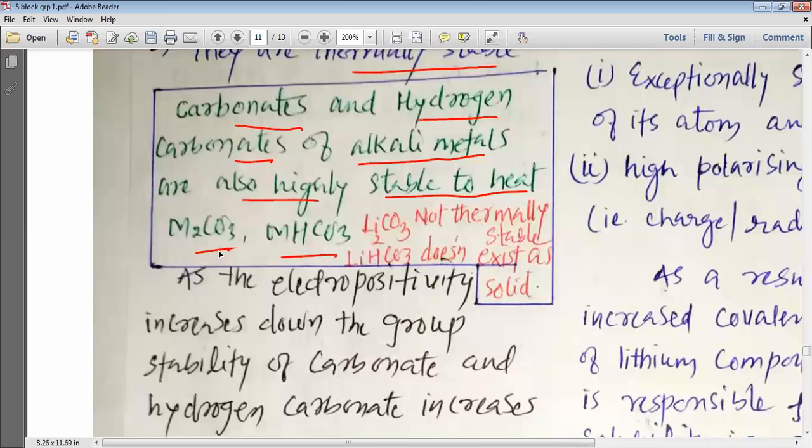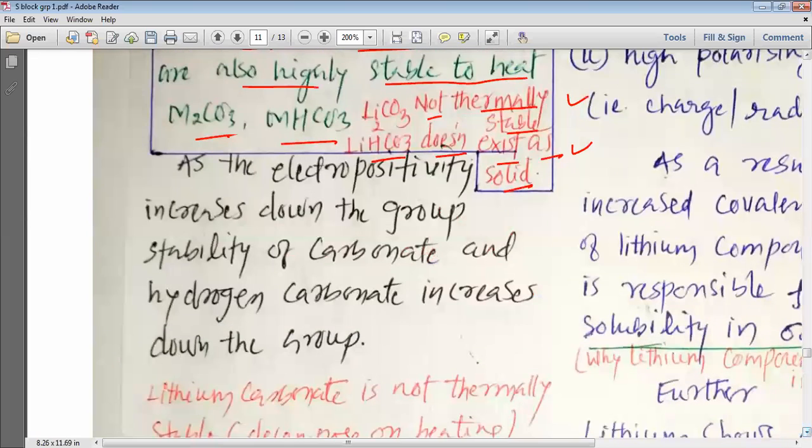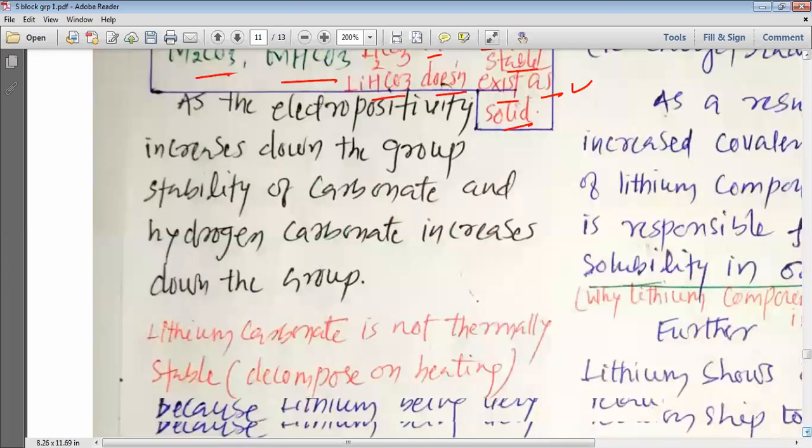For alkali metals we can write M2CO3 like Na2CO3 or K2CO3, and MHCO3 like NaHCO3 or KHCO3. Now there is one special thing: Li2CO3, which is lithium carbonate, is not thermally stable. LiHCO3 doesn't exist as a solid. So this is the exception that you should know.